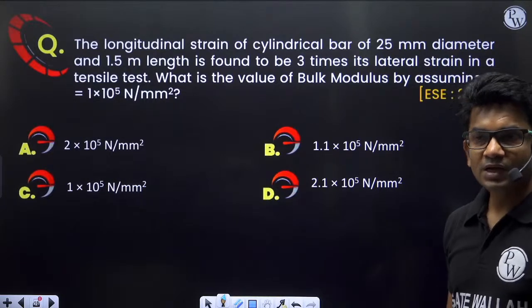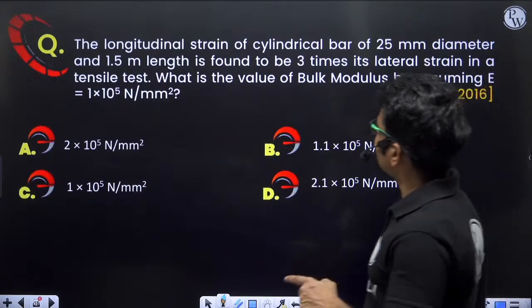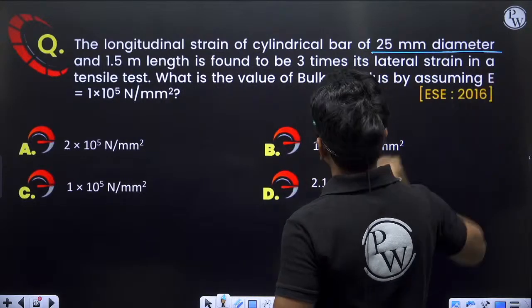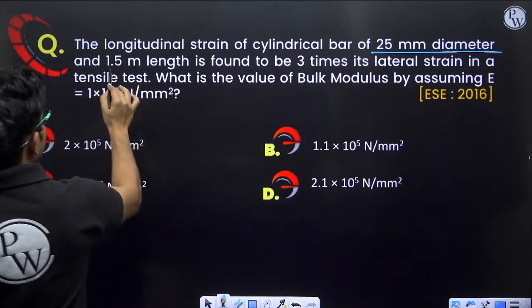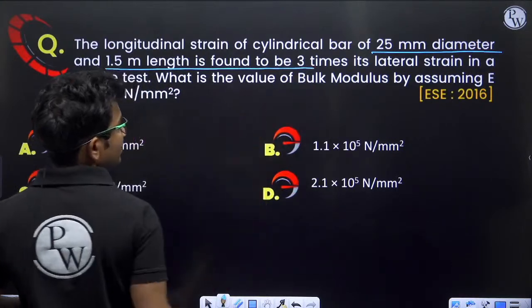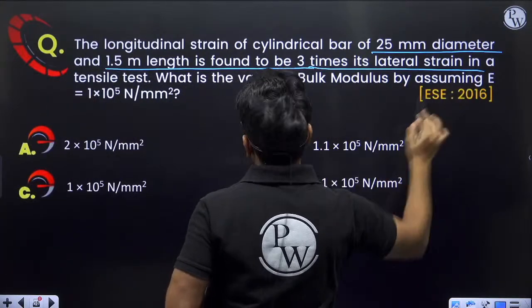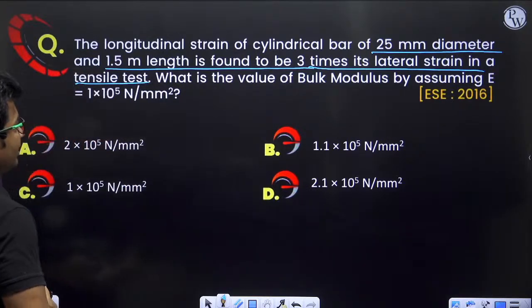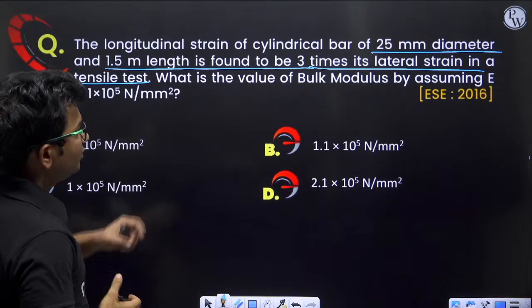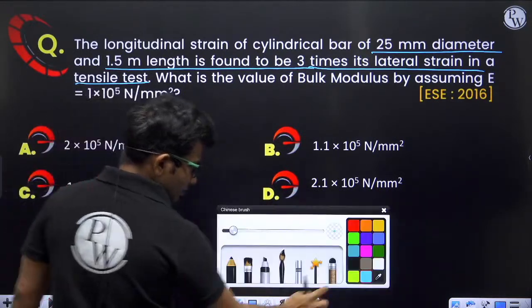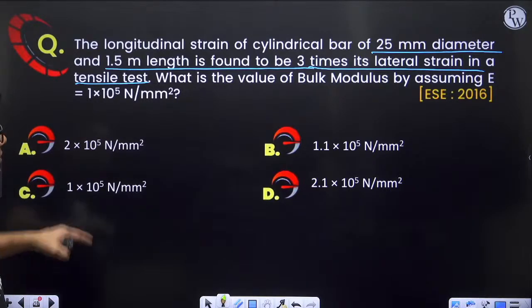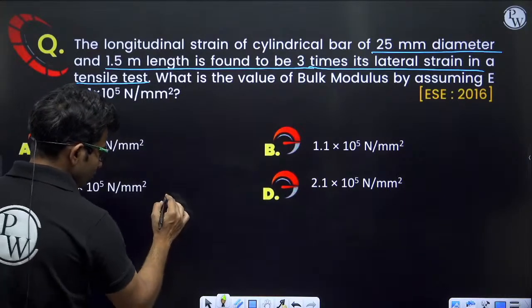Okay. Next, the longitudinal strain of a cylindrical bar of 25 mm diameter and 1.5 meter length is found to be 3 times its lateral strain in a tensile test. What is the value of bulk modulus by assuming E is equal to this? Okay, so value of bulk modulus. What is the relationship between bulk modulus and Poisson's ratio?